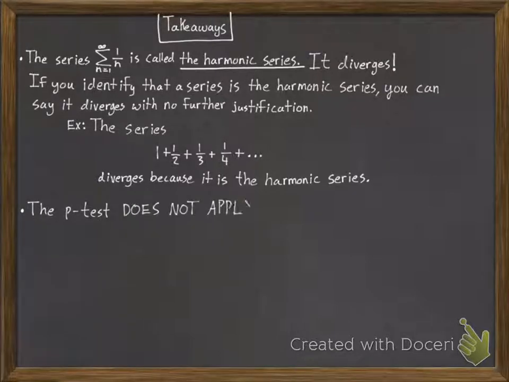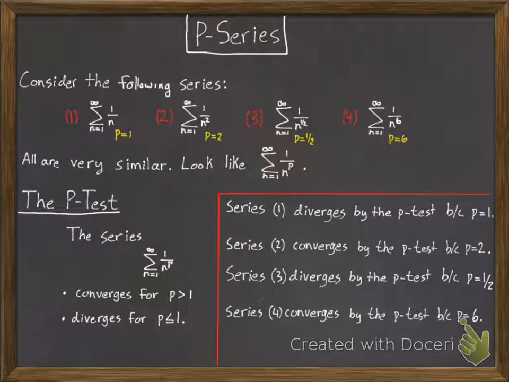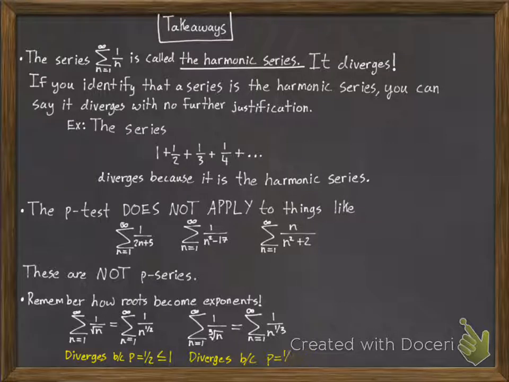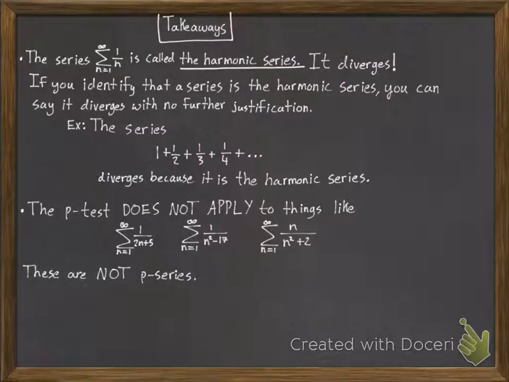The p-test does not apply to series that look like this. If I've got 1 over 2n plus 5, or n squared minus 17, or n squared plus 2, those are not p-series. A p-series, very simple, looks like 1 over n to the p. That's a p-series. The stuff that we looked at here, these series, are not p-series, so you cannot use the p-test on them.